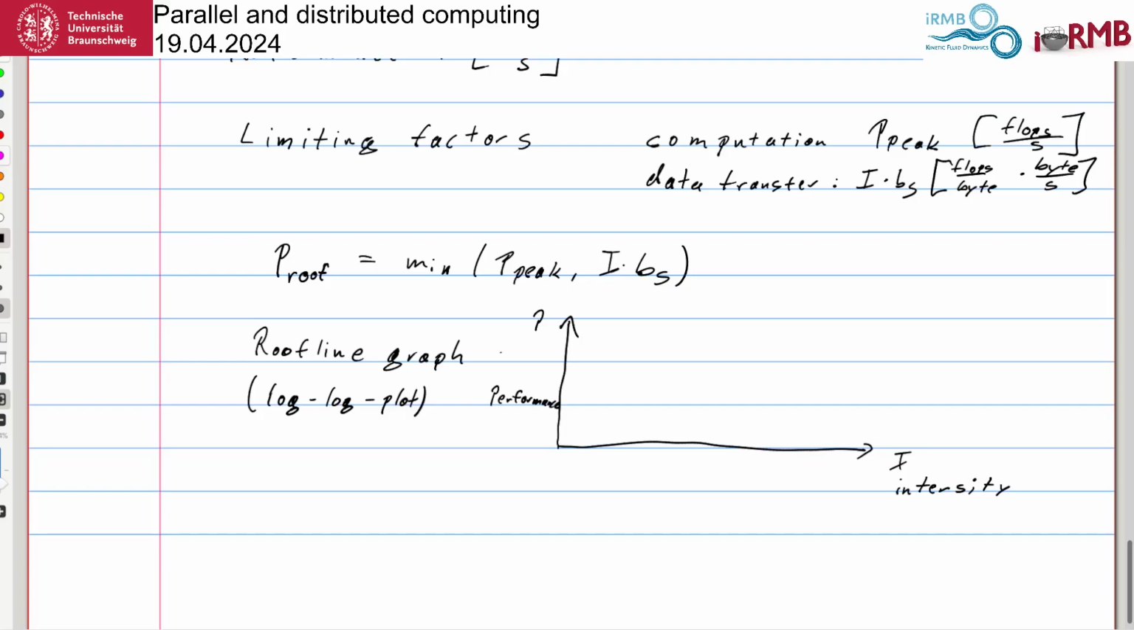So now we have here P peak. P peak is independent of the intensity, right? So this is the upper limit here. And then we have a line I times Bs. Bs, the bandwidth, is a constant. If we multiply this by I, then it's of course an increasing function with I, very obviously. That should be a linear function.